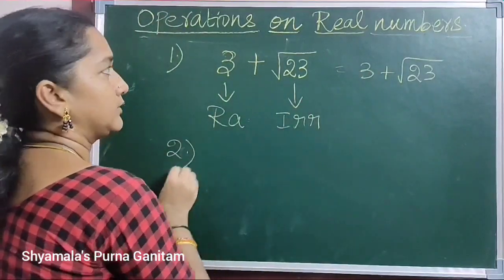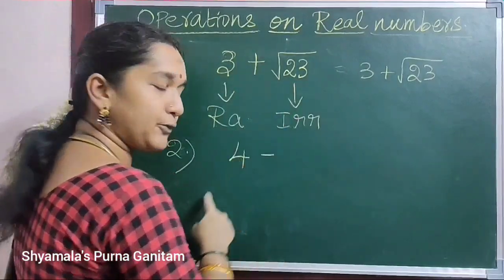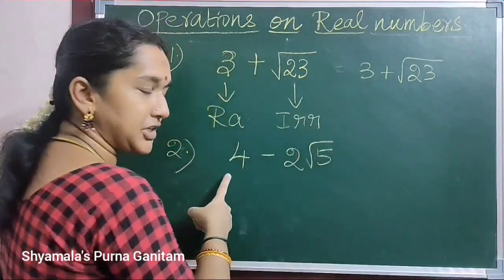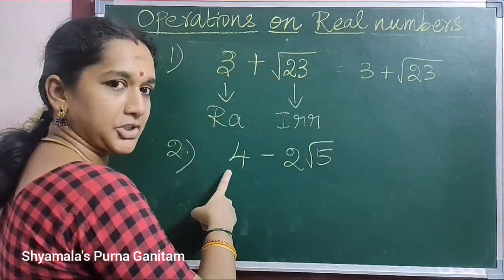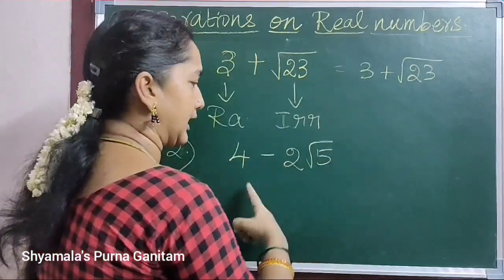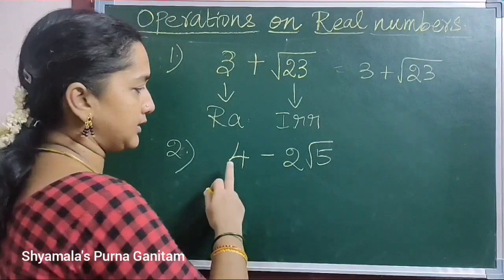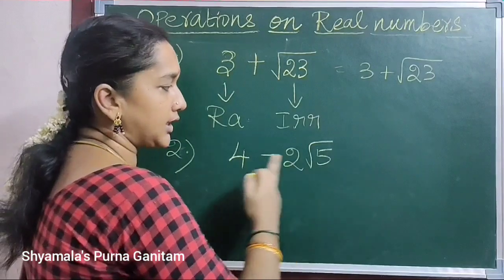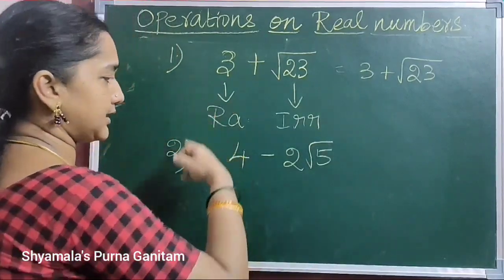Then second one, this one is sum. Then the difference. The difference of a rational and an irrational number, again you will get as irrational only. Okay, so this one is rational, this one is irrational. So the result will be irrational only. Okay, this is the second one.